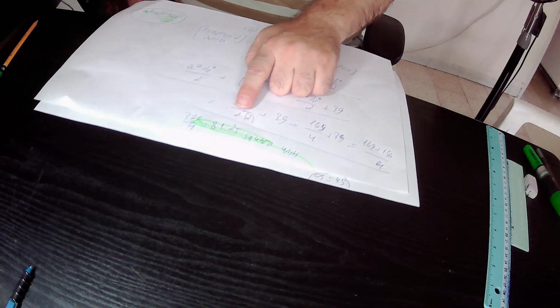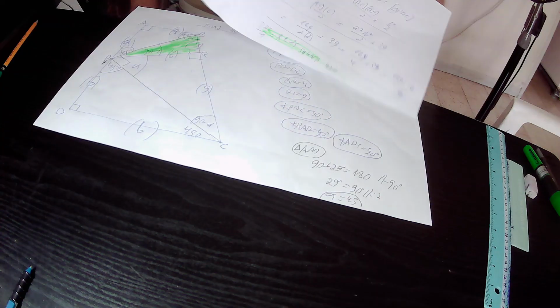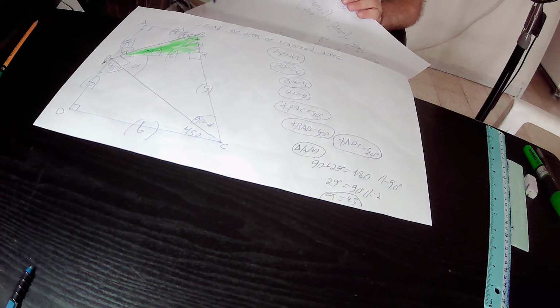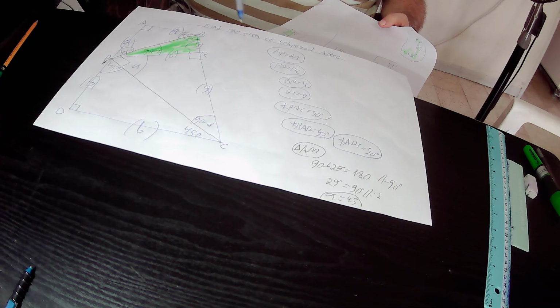325 over 4 is 81.25 square meters. So in total, we found the area of this trapezoid ABCD. It is equal to 325 over 4 square meters. So in terms of numbers, the area of this trapezoid ABCD is equal to 81.25 square meters. Okay, thank you very much.